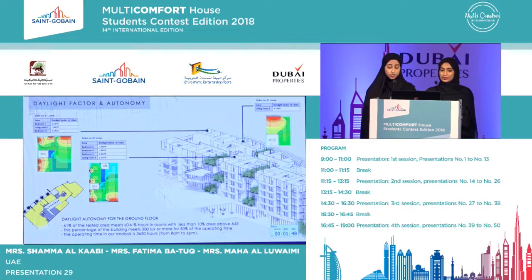For the daylight factor and autonomy, we achieved 61% of the spatial daylight autonomy and less than 10% annual sunlight exposure on the ground floor. Using the triple glazing, as we mentioned before, helped us to achieve the targeted daylight factor and light comfort for each space.